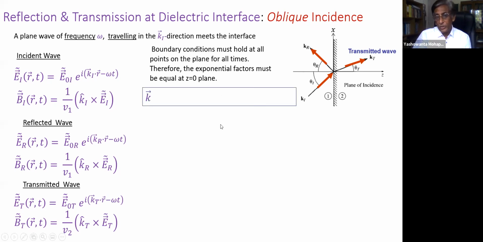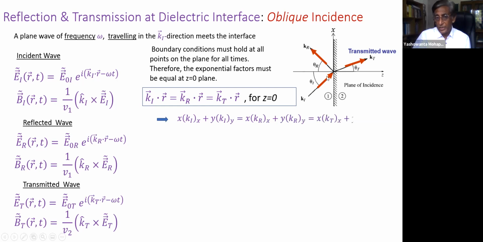Now, because of that, I can write down that ki dot r must be equal to kr dot r and kt dot r for z equals 0. If all these exponential factors have to be the same at z equals 0, then ki dot r, kr dot r, and kt dot r must be equal. That immediately gives me, x from the incident, kix x and kiy y must be equal, and so on and so forth. Of course, there is no z component.